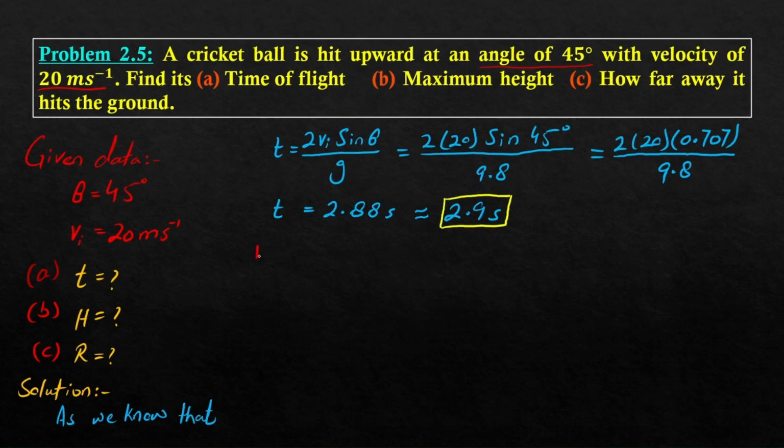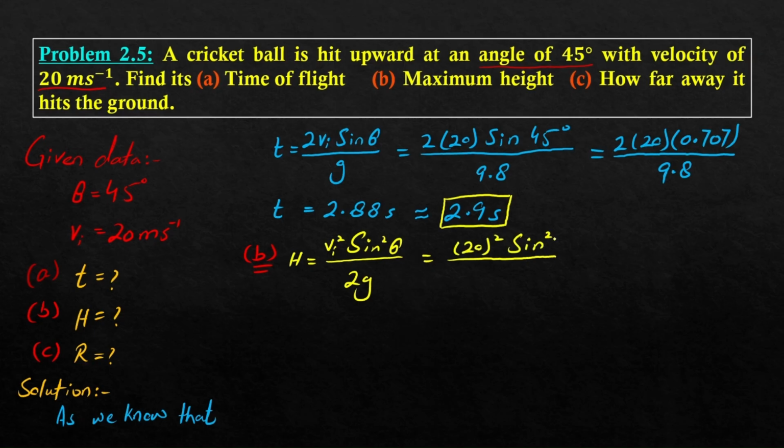Now we find the maximum height by using h is equal to vi square sine square theta divided by 2g. By putting the values of initial velocity and angle theta, which are given, it becomes equal to 10.2 meter. So the height is 10.2 meter.